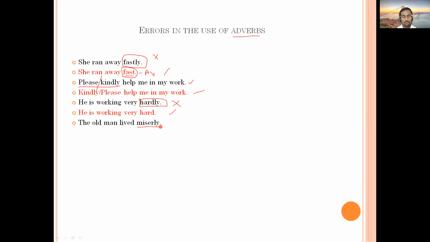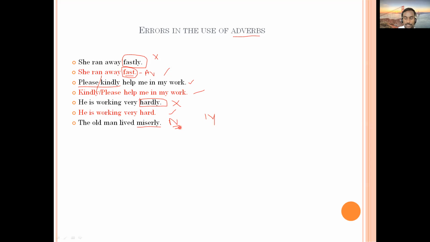Adverb. So based on what? Based on the ly suffix have you decided it is an adverb? Adjective. So this is an adjective. I just told you, you can refer to the dictionary also. Miserly is not an adverb. It is an adjective, and if you are using an adjective, you need a noun with this.